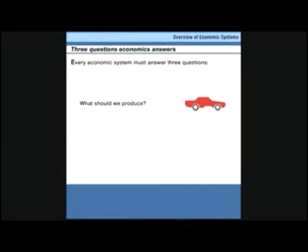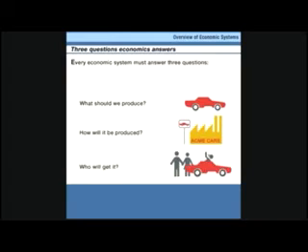The second question is, how will these goods be produced? What production methods will be used? What way will labor and capital and resources be combined to produce the goods and services that satisfy our wants and needs? And the third question is, who gets the goods? That is, how is the output divided among the people in the economy, each of whom probably wants more? These are 3 questions that every economic system must answer.